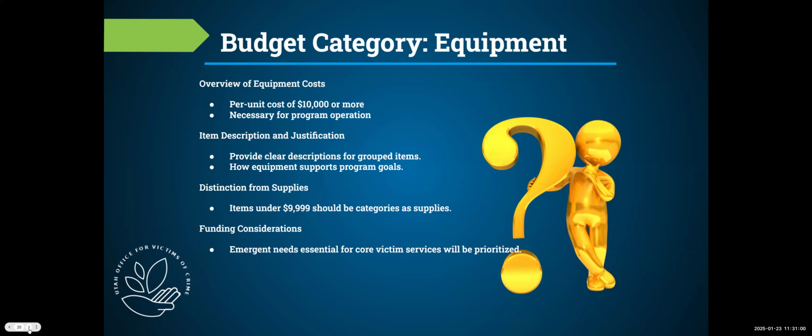When considering funding for equipment, we prioritize items that address emergent needs, especially those that are essential for delivering core victim services. Requests for equipment that directly support the program plan and address immediate needs will be prioritized. On the other hand, non-essential or non-urgent equipment requests are a lower priority.